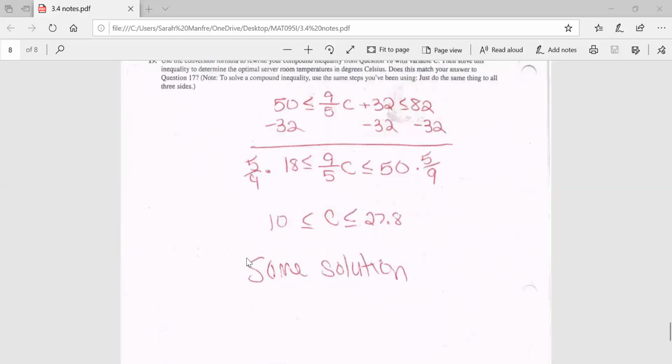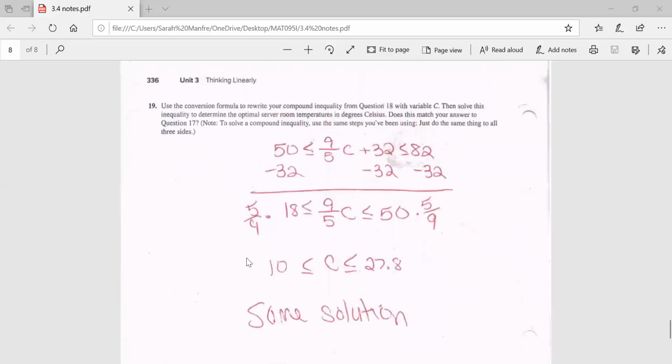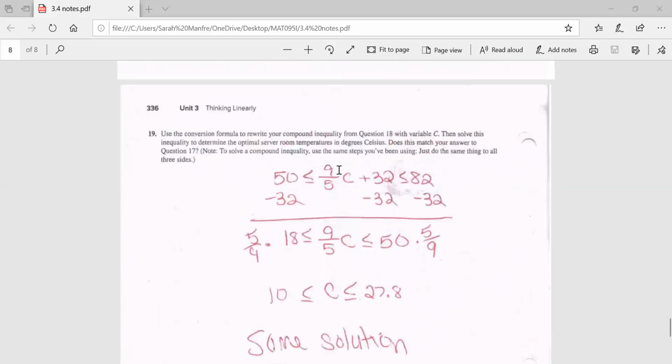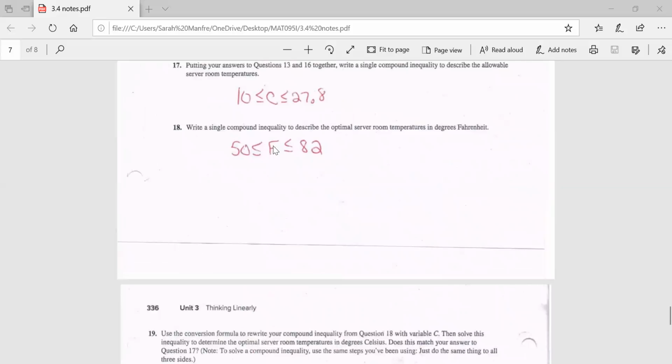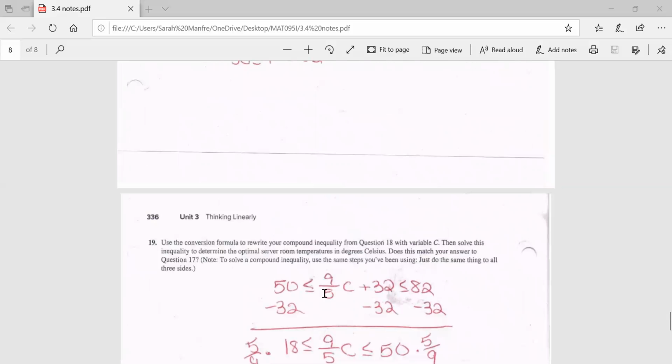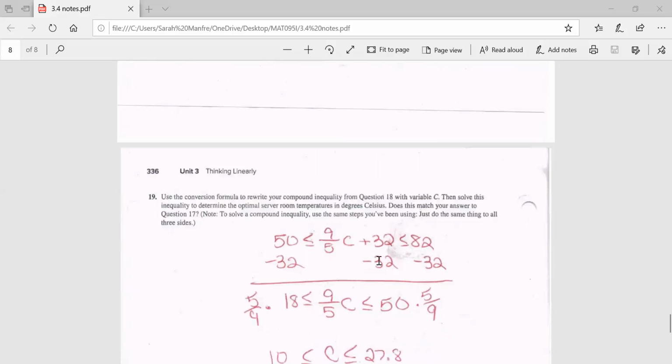Now, we already did this work. So instead of writing F in the middle, we're going to take F and replace it with our Celsius equation that we already have, and solve this inequality. Instead of doing this two times, we can do it once. There's a plus 32, so I'm going to subtract 32 from both 50 and 82 at one time. I'm subtracting it from everything. 50 take away 32 is 18. 82 take away 32 is 50.